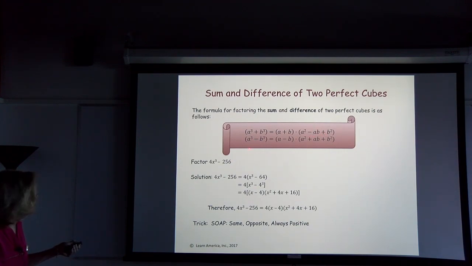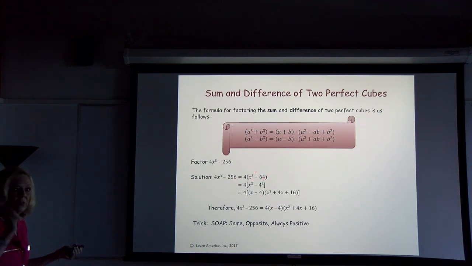A cubed minus b cubed, I'm going to take a minus b. Keep the same sign. This is going to be a squared, always starting out the same way. This is going to be the opposite sign, so it's plus ab, always positive. Now what you have to remember is that if you want to factor something like 4x cubed minus 256, it begins to look like a perfect cube, but there's something that's not quite into that form yet. So I'm going to factor out a 4, a GCF of 4, leaving me with x cubed minus 64.